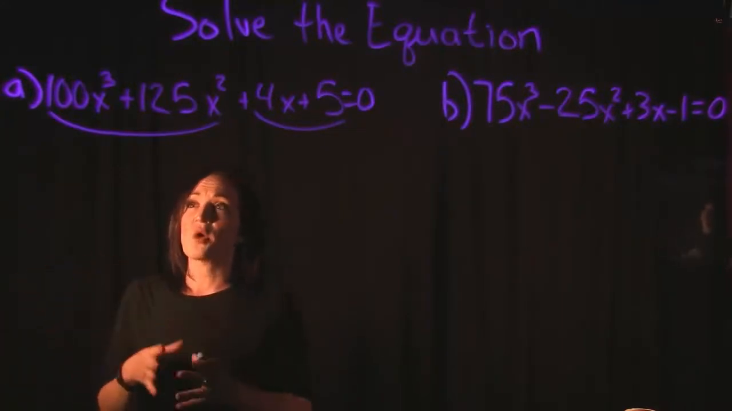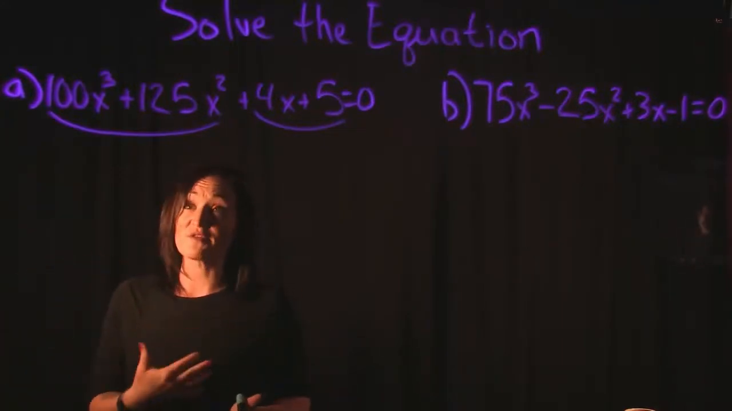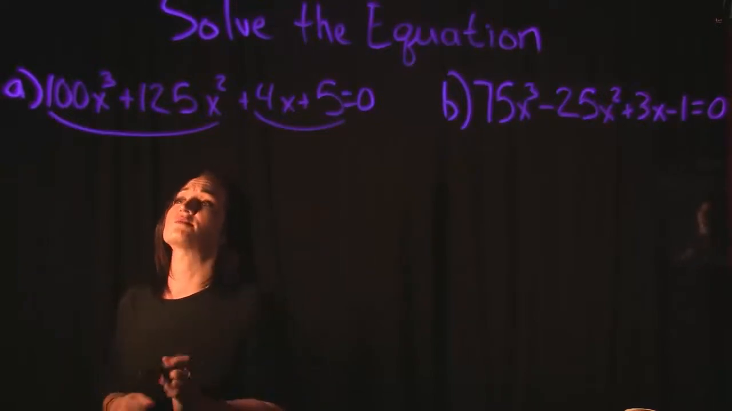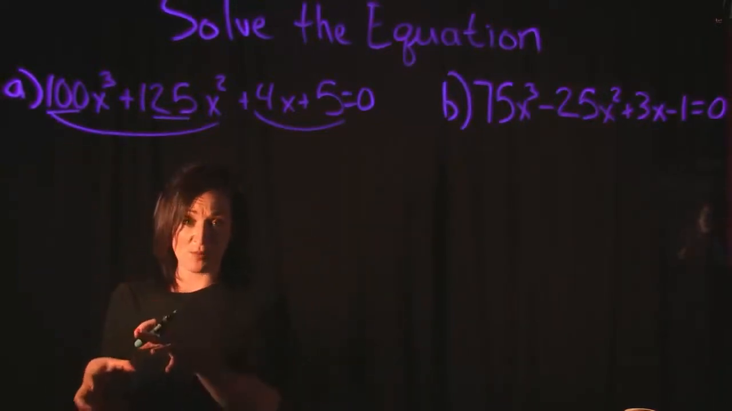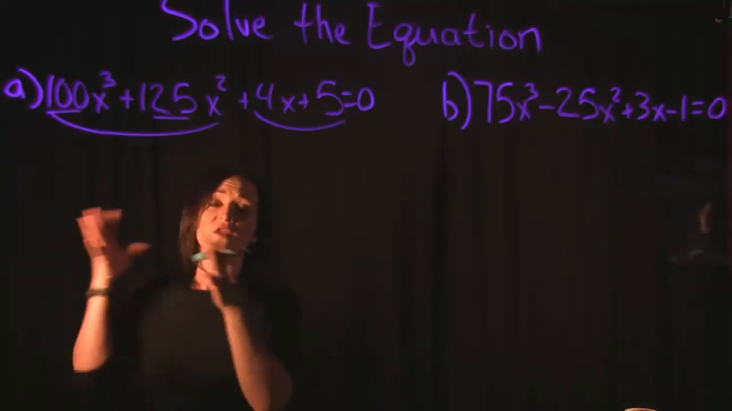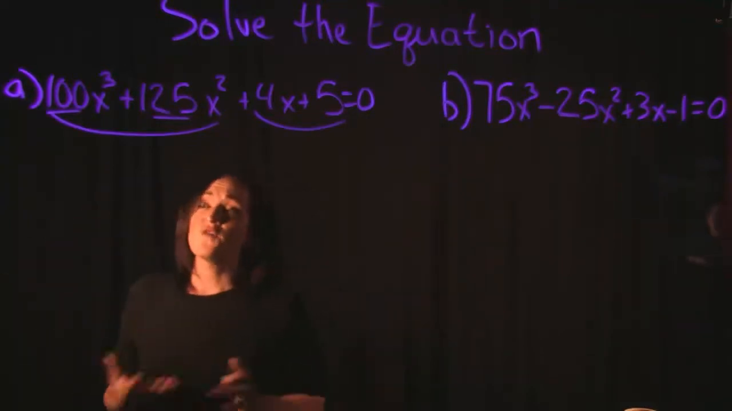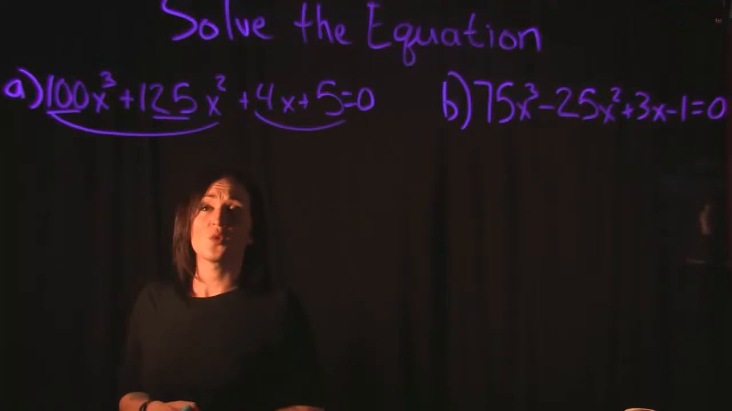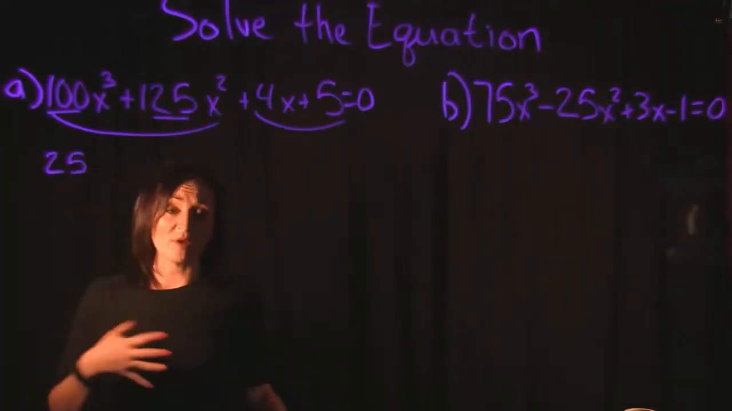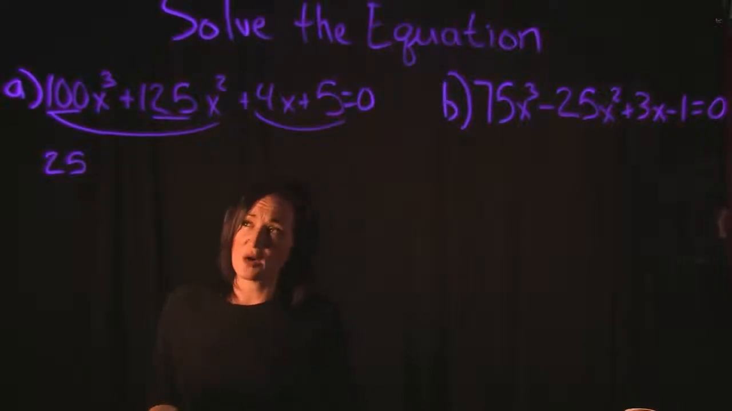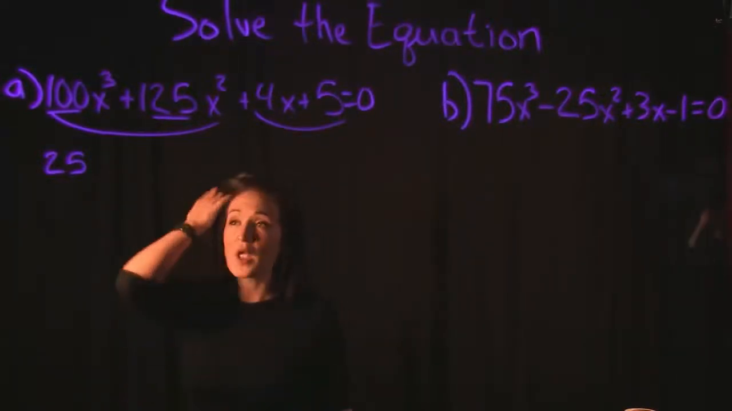And we're trying to figure out what is the greatest common factor of these 2 terms. So when you're finding the greatest common factor, you want to focus on the numbers that you have first, and then focus on the variables. Focusing on the numbers 100 and 125, it looks like 25 would be a common factor for both of those, right? 25 goes into 100, 25 also goes into 125.